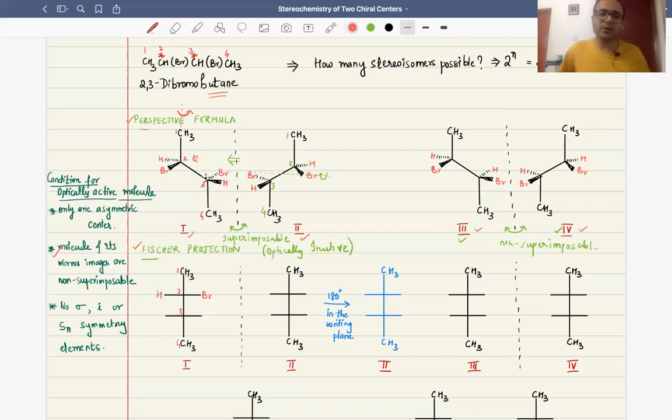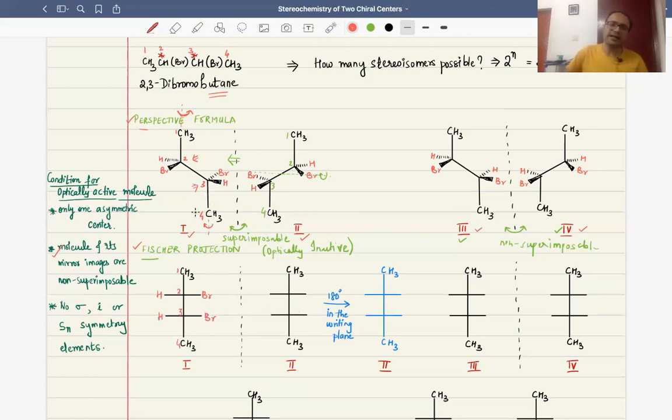Now let's consider the second stereocenter, which is carbon number 3. We will consider an axis passing through carbon number 4 and carbon number 3, and we rotate again in the anti-clockwise direction. When we rotate in the anti-clockwise direction, this H will be coming on the left side, and therefore the Br would definitely be on the right side.